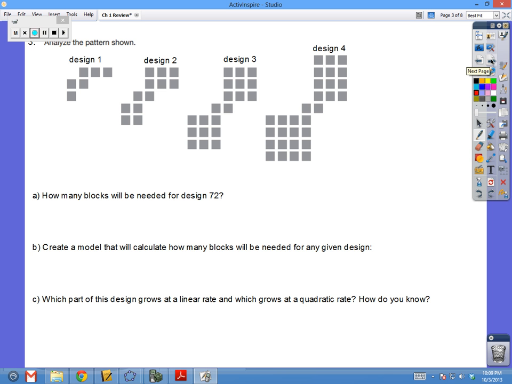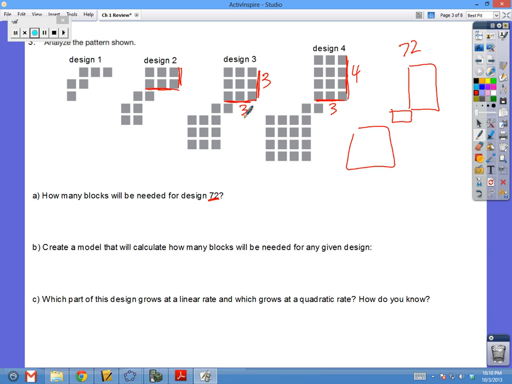Okay, another one. Let's do another one of these. For design 72. Okay, let's see if we can envision it. Let's draw kind of a rough sketch here. Okay, design 72. So let's try and find a pattern. Design 4: how tall and how wide is this? So design 4 looks like it's 4 tall, but it's only 3 wide. Design 3, it's 3 tall, 3 wide. Design 2, it's 3 wide, 2 tall.